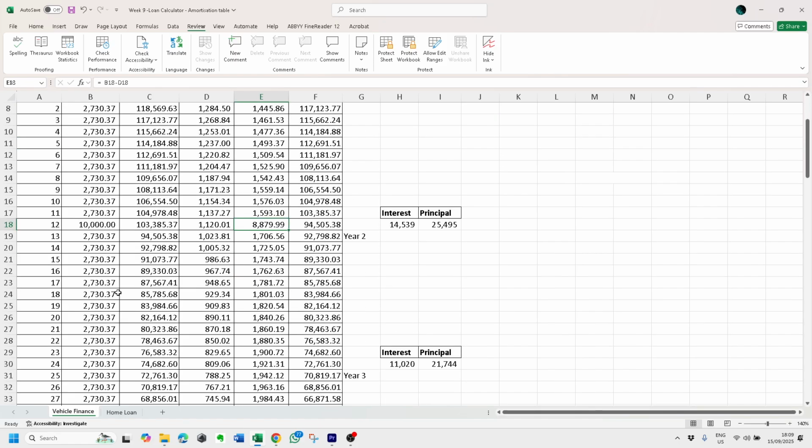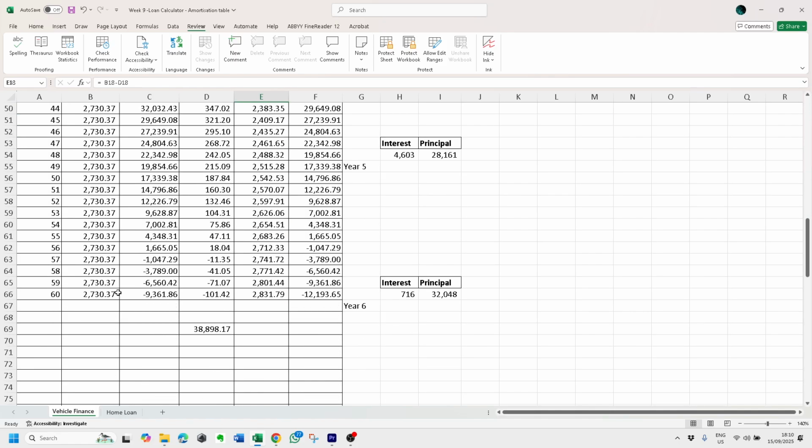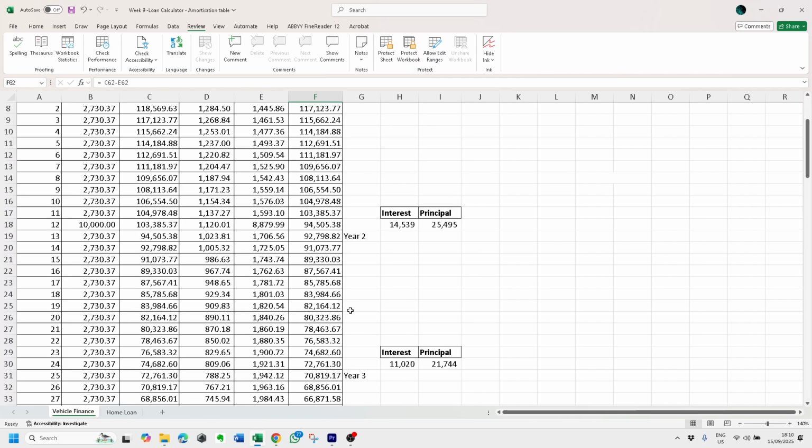Now, let's go to the bottom. So you see all of this. This is now 1, 2, 3, 4, 5 months that you're getting off, that you don't have to pay anymore on this vehicle.